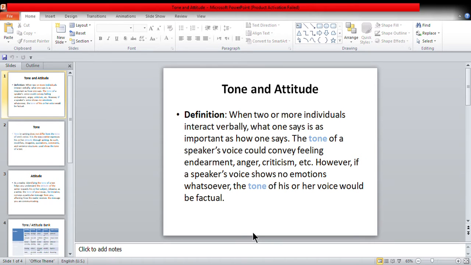Hello everybody, let's revise tone and attitude. Let's first start with the definition.